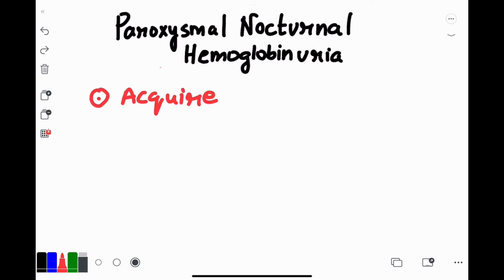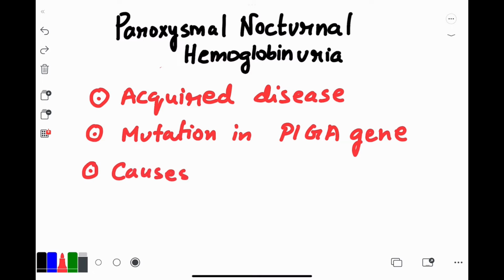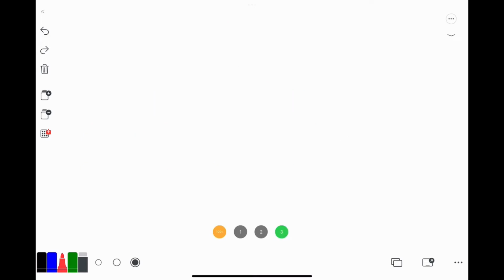First of all, it is an acquired disease. It is not an inherited disease or any mutated autosomal recessive disease. It is an acquired disease and it occurs due to mutation in the PIGA gene. There's a long name which you don't have to know, just know that the PIGA gene is where the mutation occurs, and it ultimately causes intravascular hemolysis.